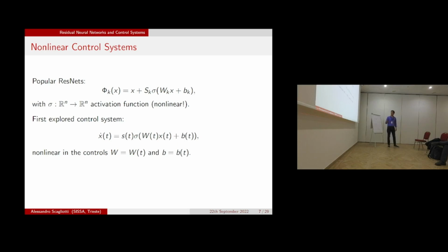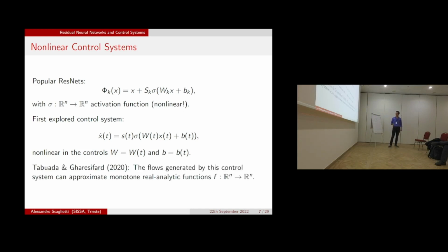So the first explored control systems had essentially the same form, exactly the same. The main difference is that many authors consider a scalar control S in front of sigma instead of a matrix-valued control, but it's a minor issue. Let me stress once again that these systems are nonlinear with respect to the controls W and V. What about the expressivity? In 2020, Tabuada and Gharesifard proved that this kind of control system produces flows that can approximate monotone real analytic functions from R^n to R^n.